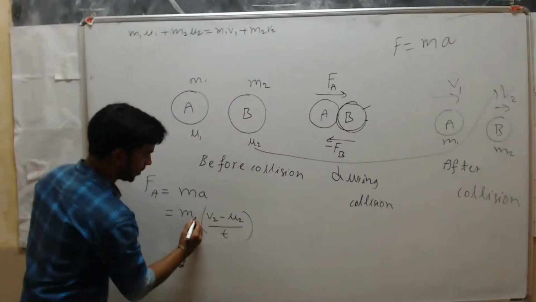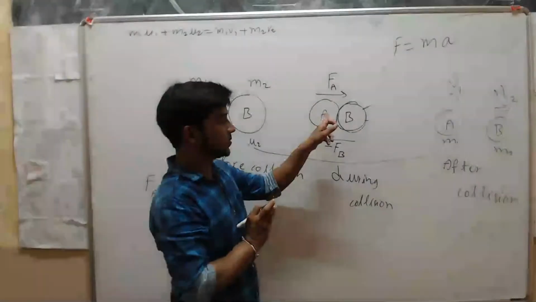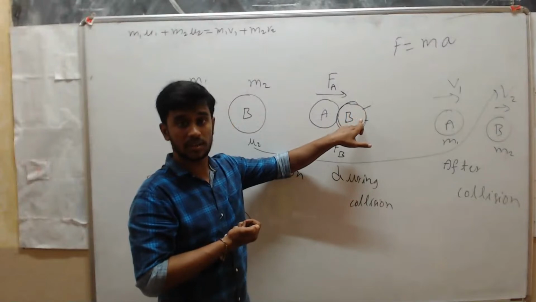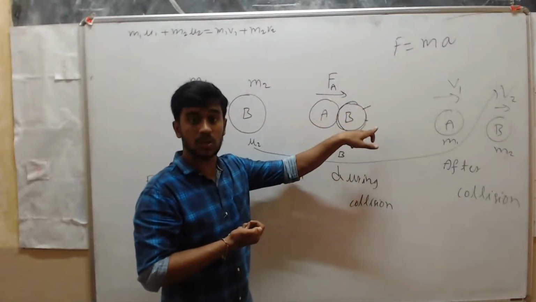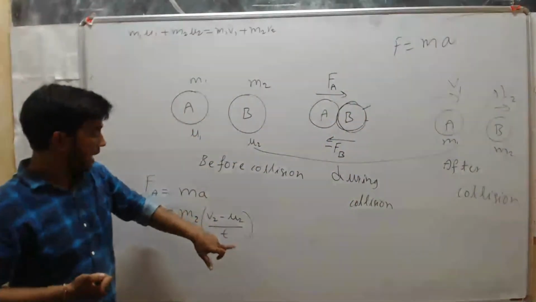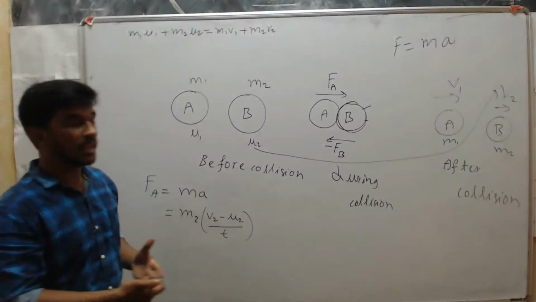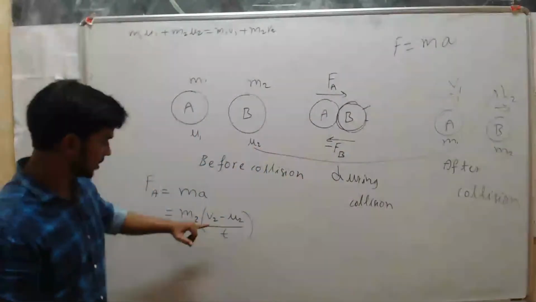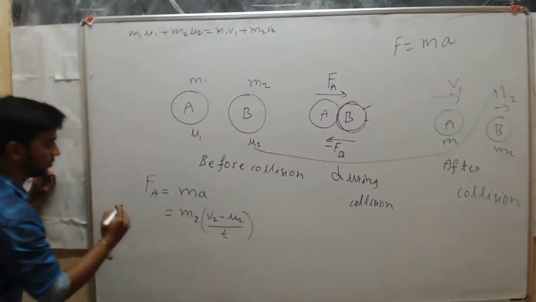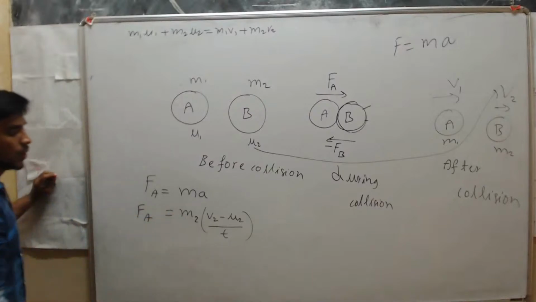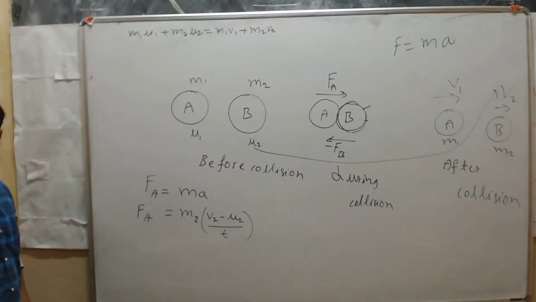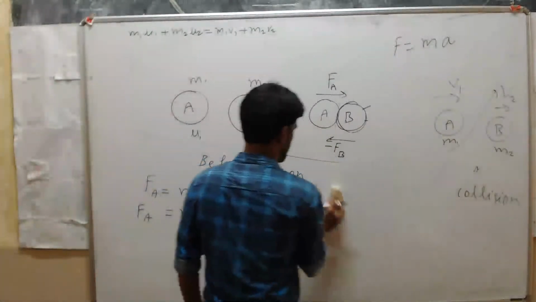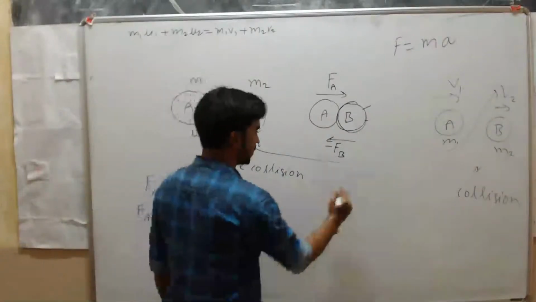Sorry, it's m2. Why? Because this object is the one on which object A applies force, so we should consider the mass of this object and the acceleration of this object only. The mass of this object is m2, and the acceleration is the change in velocity: the velocity of this object changes from u2 to v2 in a time t. So we got Fa is equal to m2 into v2 minus u2 divided by t. Then next, calculate Fb.